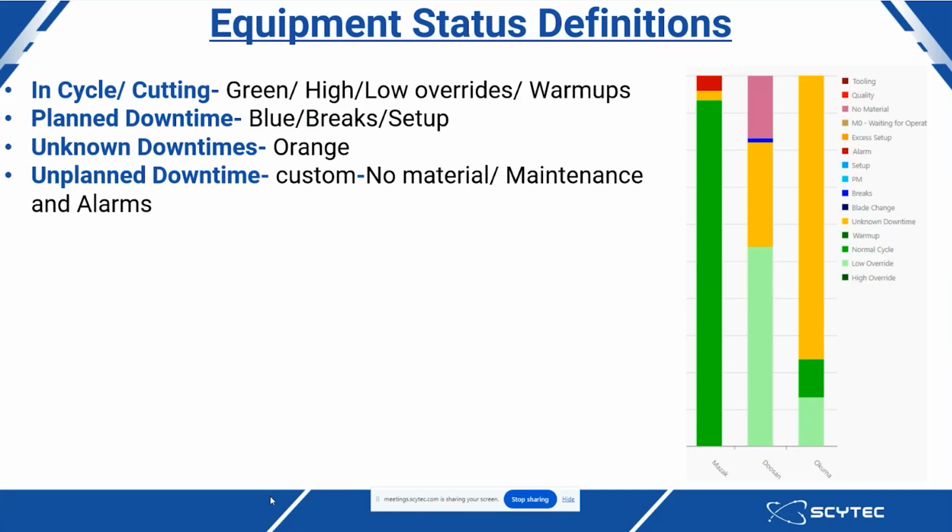Typically, machine statuses that are in cycle, meaning the machine is cutting, we have in shades of green, and those can also be things like high and low overrides, as well as warm-ups. These are followed by planned downtimes, which are usually in shades of blue and can also include things like breaks and setup, followed by unknown downtimes, which are in shades of orange, and then finally unplanned downtimes, which can be custom, and those can be things like no material, maintenance issues, or alarms.